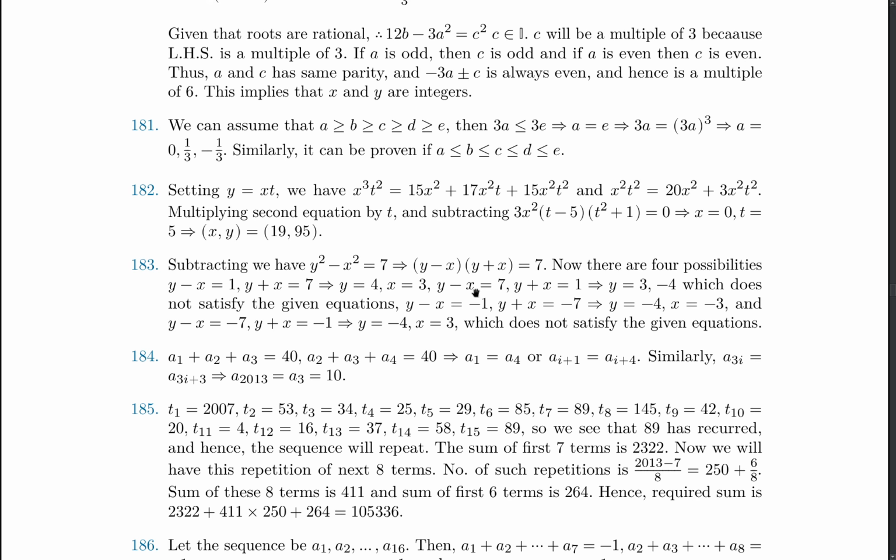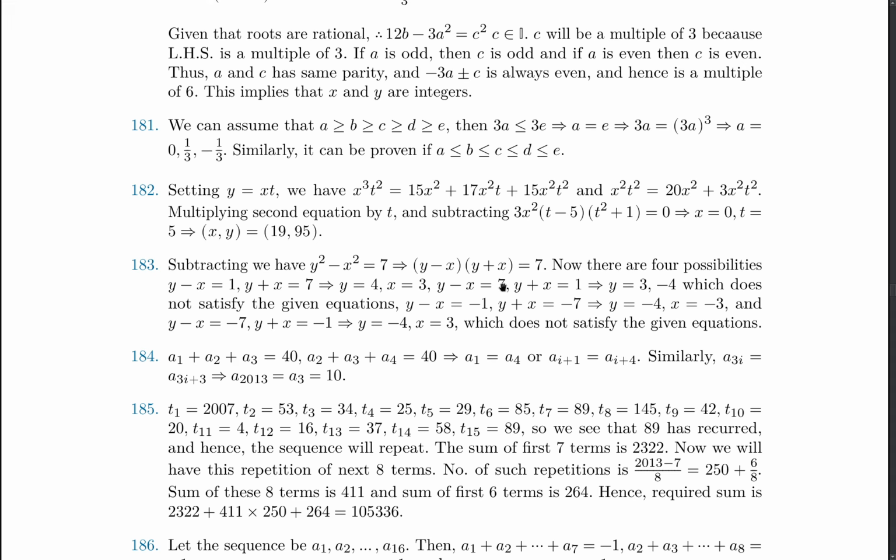So this would give, okay, y minus x is equal to 7 and y plus x is equal to 1. So we have what values of y? Y can be 4. Sorry, there is a mistake. Not a mistake. Over here y is 4 and x is equal to 3. Okay, 4 and 3. So this becomes 1 and this becomes 7.